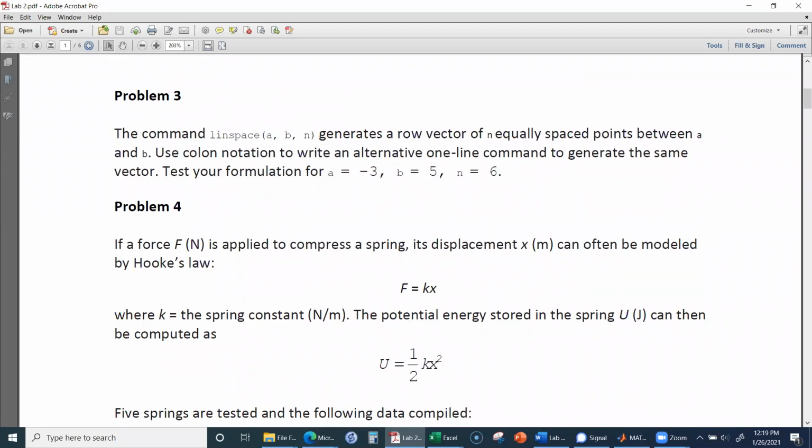Okay. So it says that the command linspace(a, b, n) generates a row vector of n equally spaced points between a and b. Use colon notation to write an alternative one-line command to generate the same vector. So test your formulation for a is equal to -3, b is equal to 5, n is equal to 6.